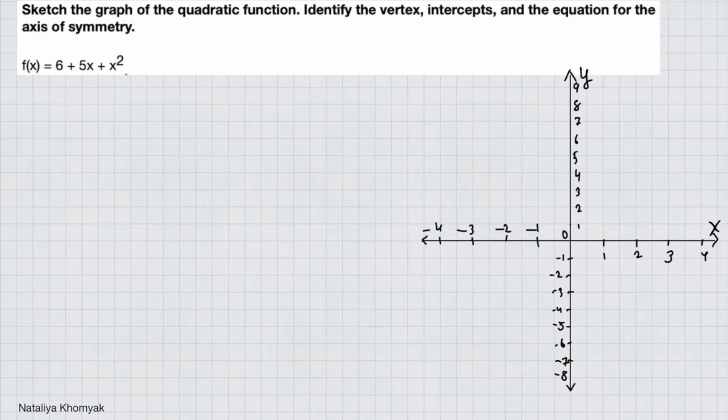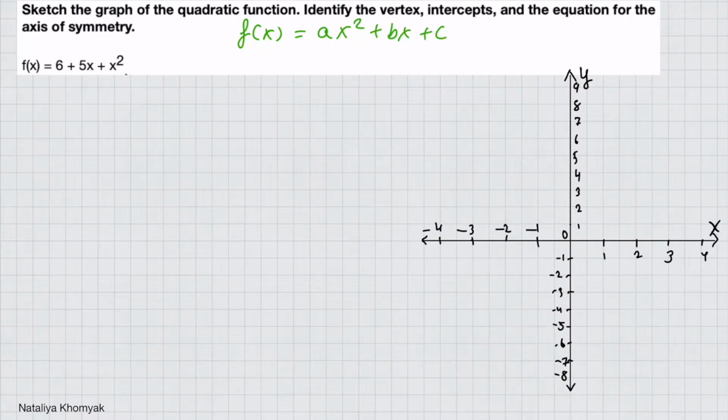Hi all, here we have to sketch the graph of the quadratic function, identify the vertex, intercepts, and the equation for the axis of symmetry. We have f of x equals 6 plus 5x plus x squared. It's in the form of f of x equals ax squared plus bx plus c.